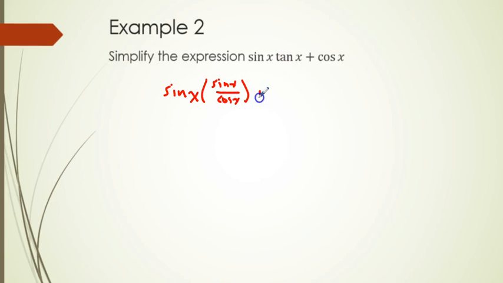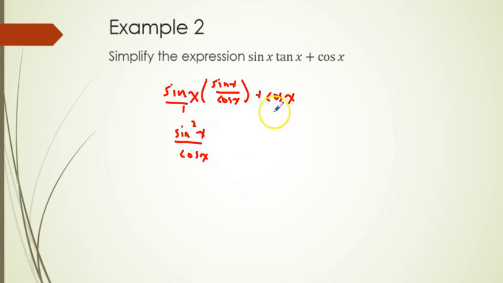And then again, this one's already set up as plus cosine, so I'm going to leave that as is. Now, nothing canceled in this case, but if I think of this as sine of x over 1, then I could multiply these two fractions together to call it sine squared of x, or sine of x squared, it's just another way of writing it, divided by cosine of x.